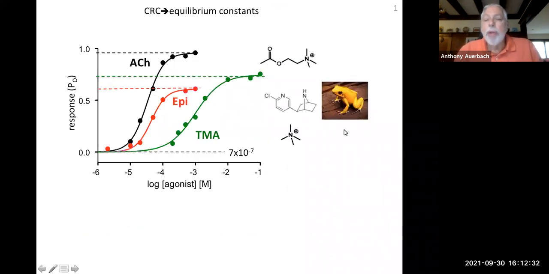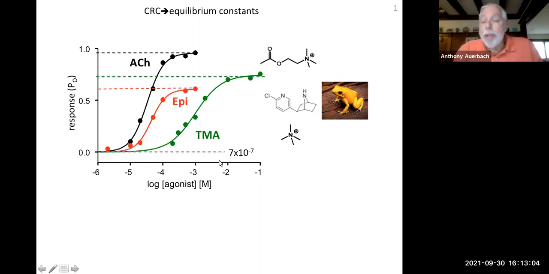Let's look at real dose response curves. This is from a mouse vertebrate neuromuscular nicotinic receptor. ACh is the neurotransmitter. Epibatidine is a frog toxin. Actually, the frog eats insects and stores the toxin. The insects make the toxin and the frog just stores it. TMA is tetramethylammonium. And we know a priori in this experiment, we know the minimum. We have taken great pains to measure the minimum, and we came up with this number.